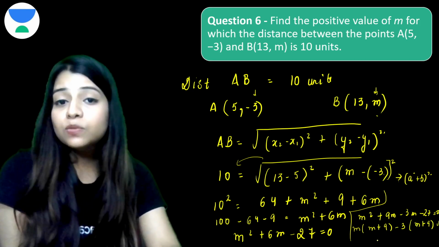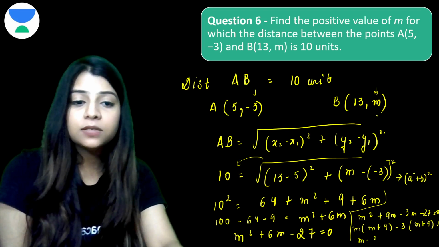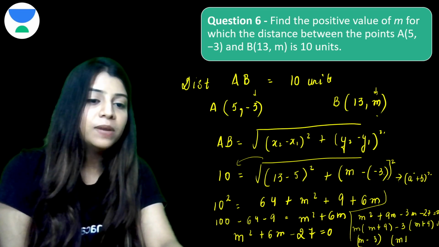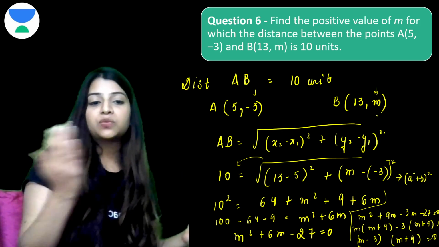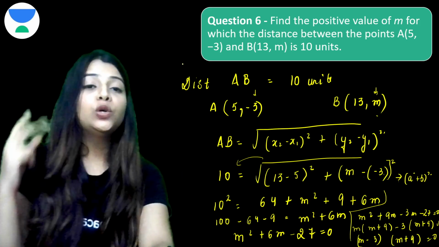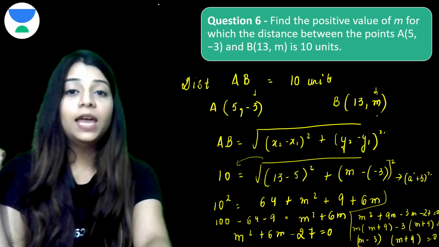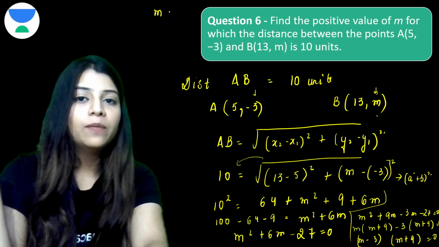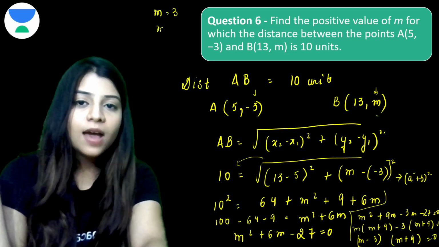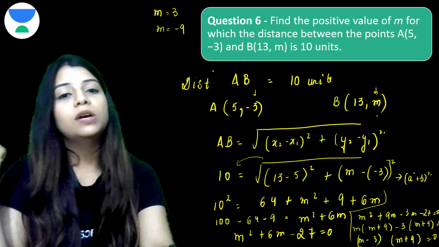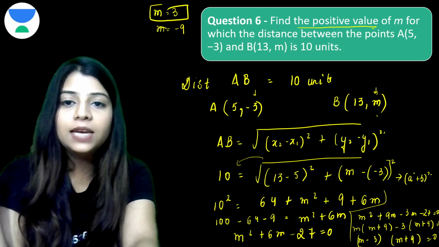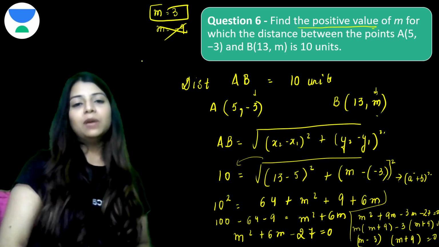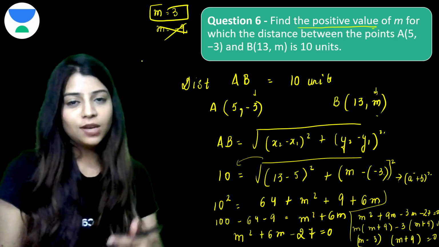Now the two factors I have are m minus 3 and m plus 9 equal to 0. If I equate both of these factors with 0, I get two values of m: first is positive 3 and the other is negative 9. If I have to calculate the positive value of m, I will consider this and neglect the minus 9 term. So m equals 3 is the answer for the given question.